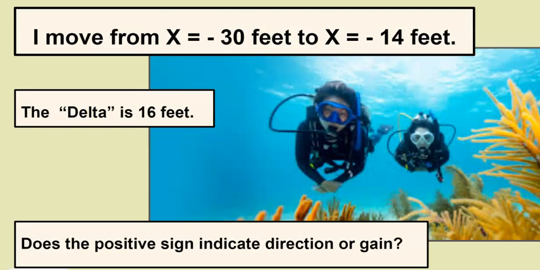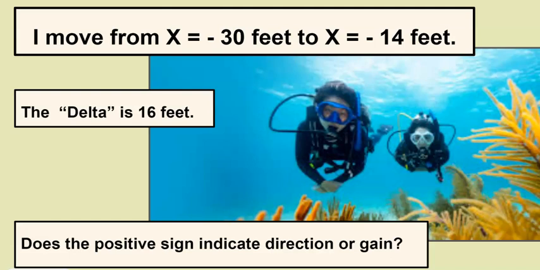All right, a little trickier. You are deep sea diving and you move from 30 feet below sea level to 14 feet below sea level. So the delta is 16 feet. Does the positive sign indicate direction or gain?